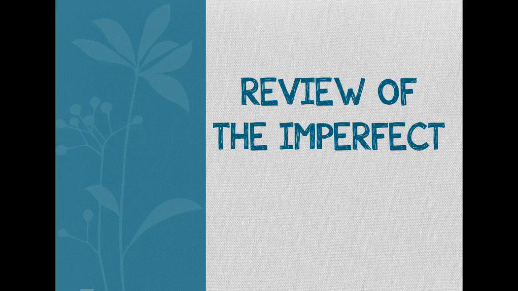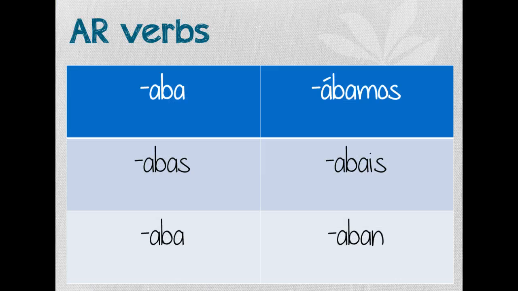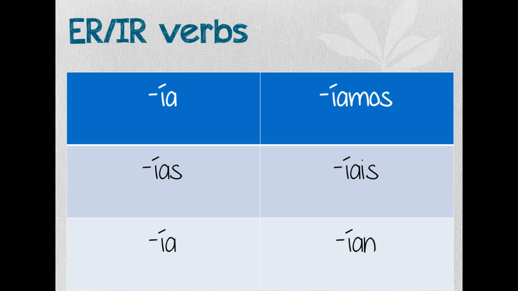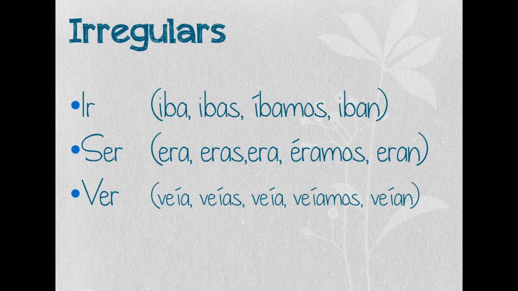All right, so on to the imperfect. So we'll start with a quick review of the imperfect before we get into the times that we will use the imperfect tense. So remember, our AR verbs end with aba, abas, aba, ábamos, with an accent, abais, and aban. And then ER-IR verbs end in ía, ías, ía, íamos, íais, and ían. And all forms here have an accent mark. And then remember, there are only 3 irregulars, ir, ser, and ver. To go, to be, and to see.